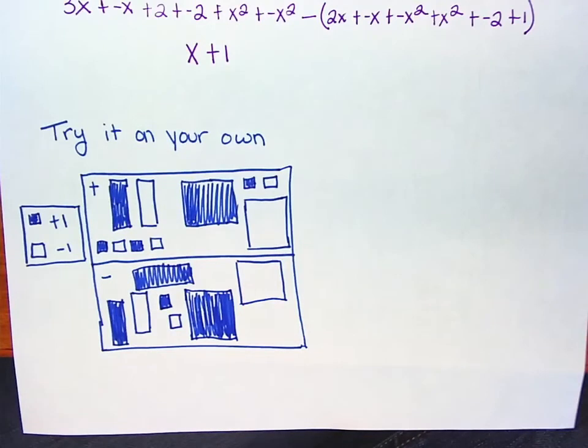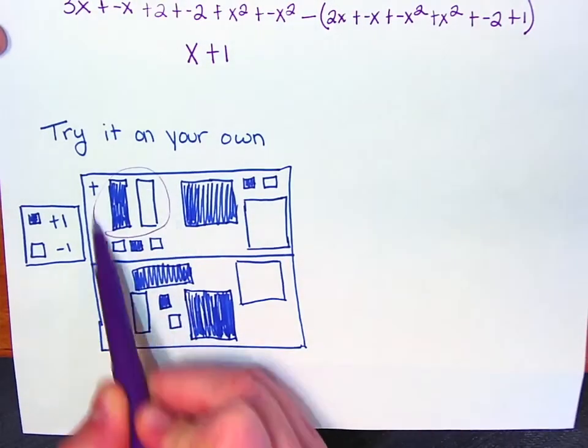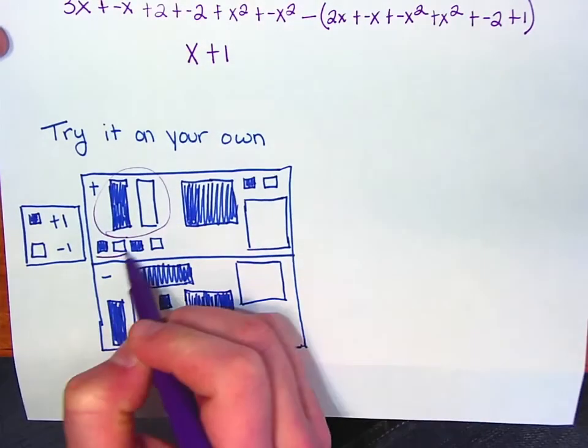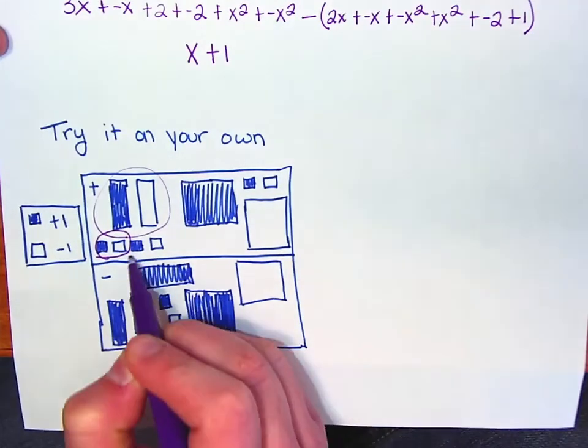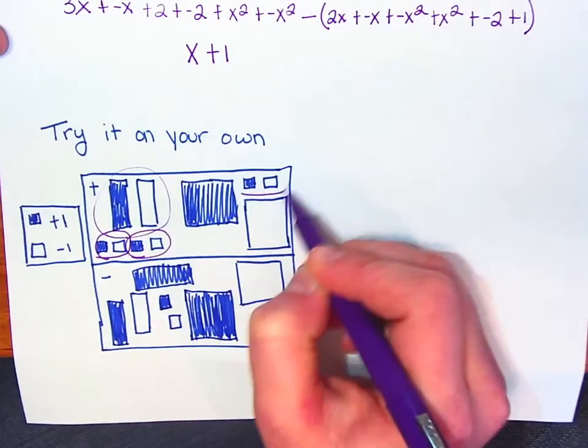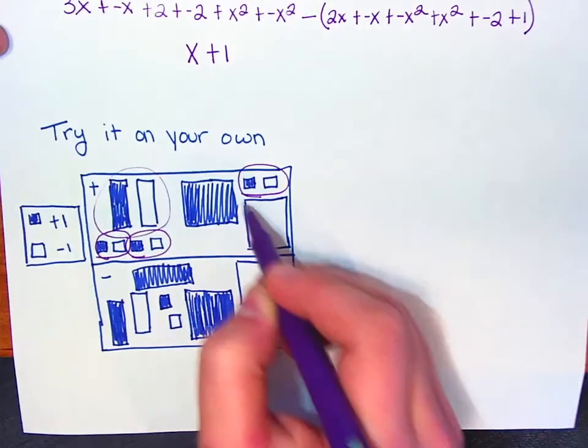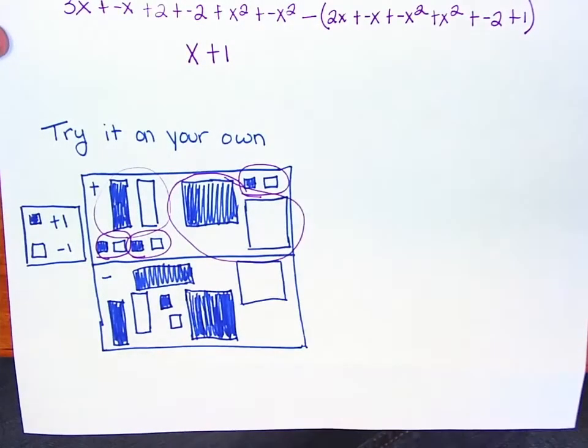Now let's find all of our zeros with a positive and a negative tile in the same region. We've got a positive and negative x, positive and negative 1, another positive and negative 1, and another one at the very top. We also have that with the x squareds. They have to be in the same region.